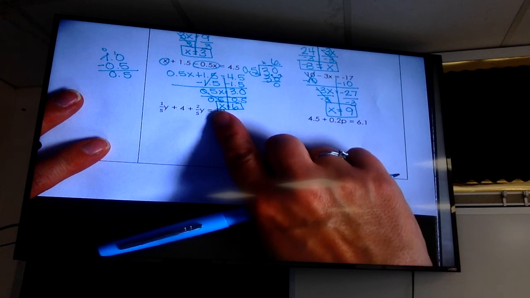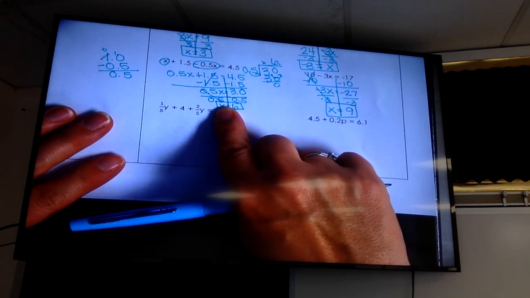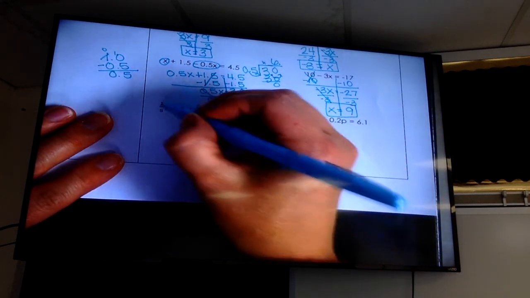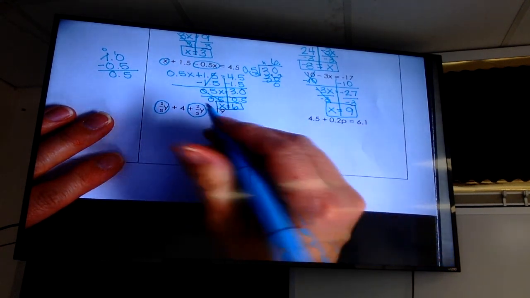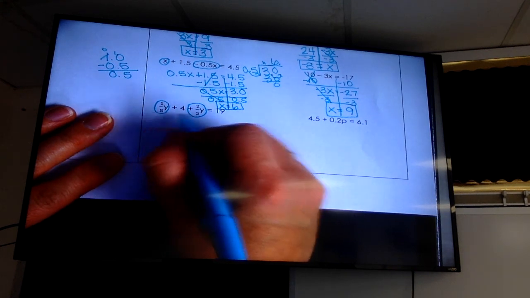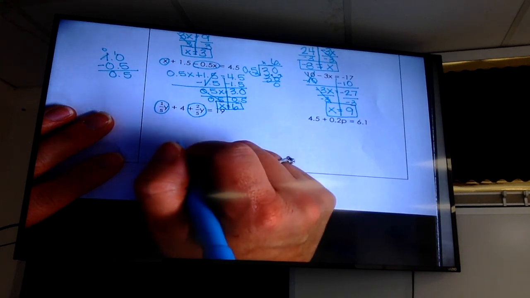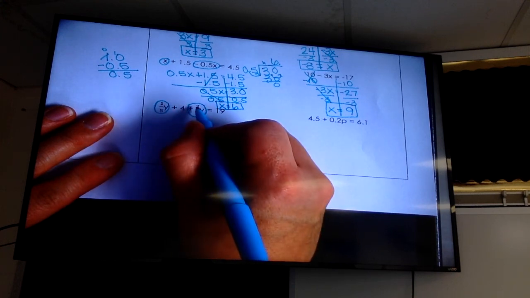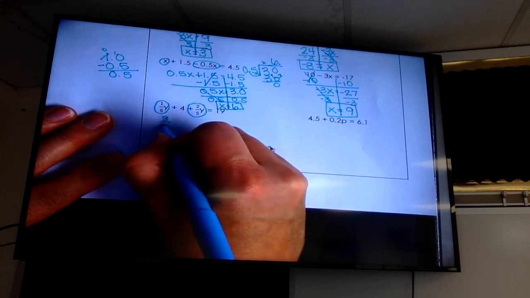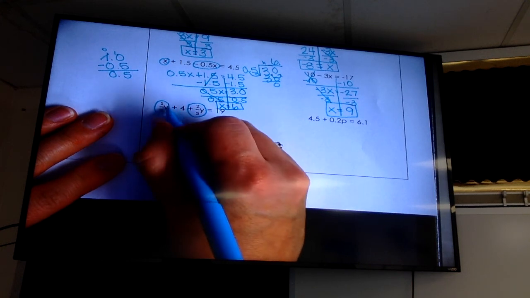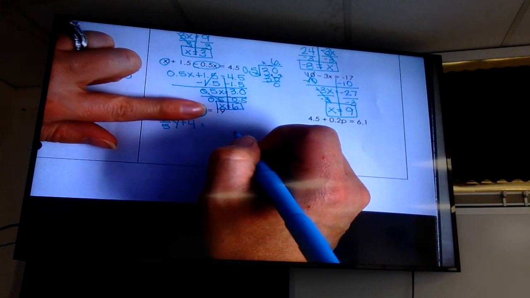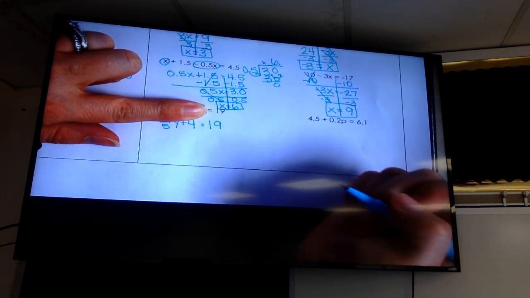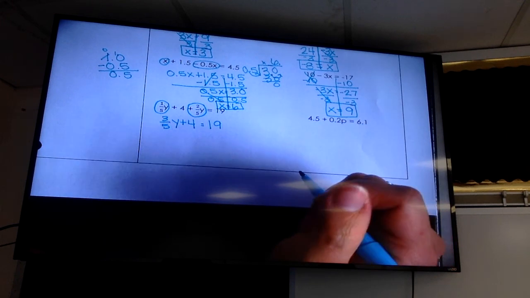Let's try 2 more. So here's one with fractions. I'll cover this up for a second. Are there any like terms here that I can combine? Sure. I see 1/5 y and a positive 2/5 y. And this one's really nice because I know to add fractions I need a common denominator, and they already gave me one. So 1/5 plus 2/5 I know is 3/5 y. I couldn't do anything with the plus 4, so I'm just going to bring it down. Equals, and then I look at this side of the equal sign. It's just the number 19. So I combined my like terms.